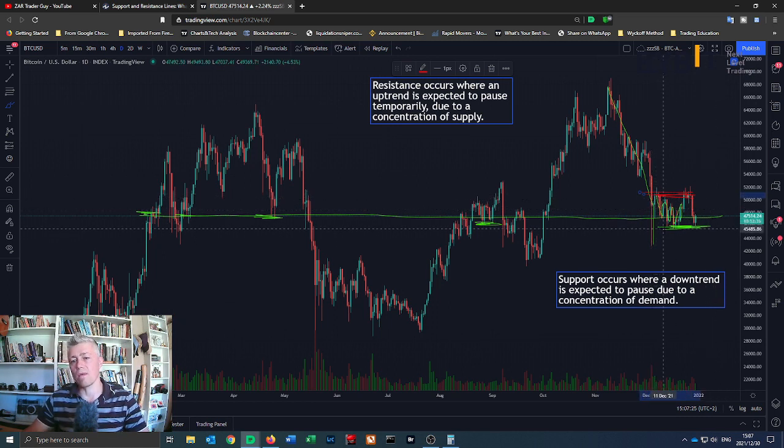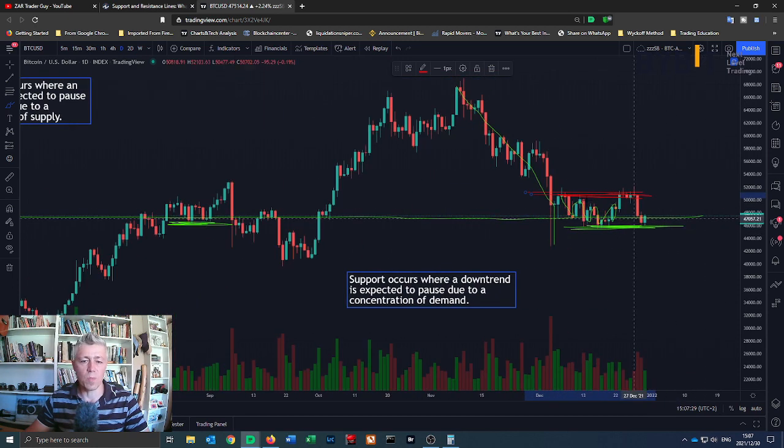So we can actually say this point of support and that point of resistance, Bitcoin has been trading in a range. You can see it hit resistance, came down to support, went up, hit resistance, support, resistance, and it's currently very close to support at the moment.